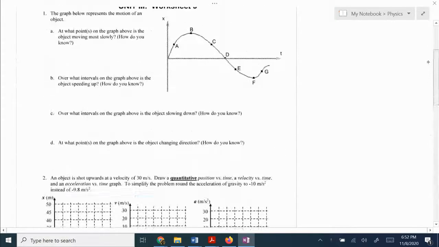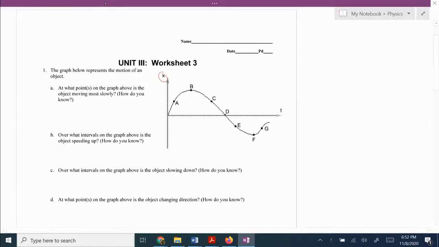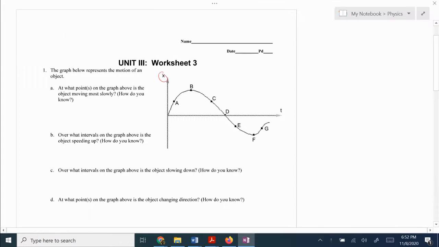This is a position versus time graph, right? So the slope of a position versus time graph is going to give us the velocity. So we're looking at the slope. So the places where it's going the most slowly is the flattest. So that would be B and F, because that is where the slope is the flattest.